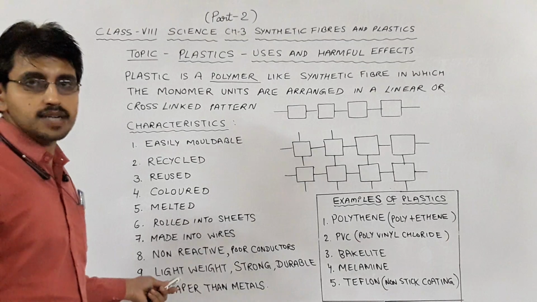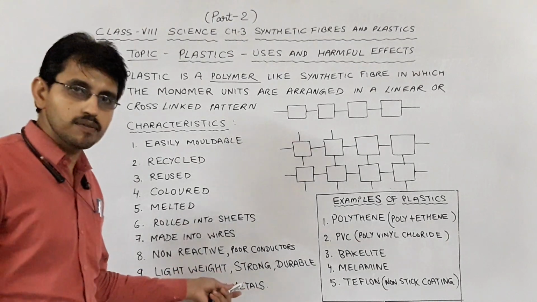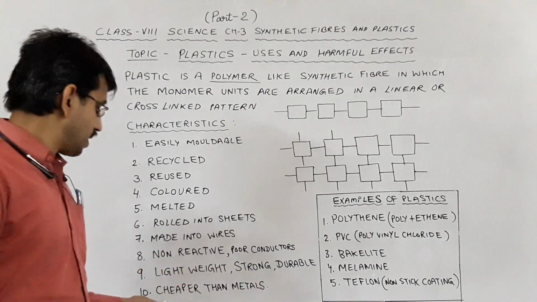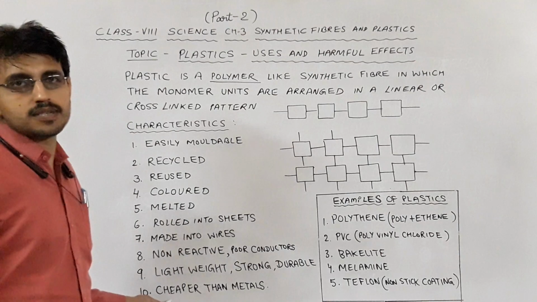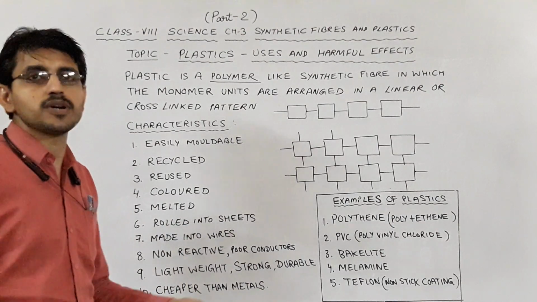Plastics are lightweight as compared to metallic utensils. Plastics are lightweight. They are strong and durable. They last longer. Plastics are cheaper than metals. That's why people can easily afford plastic items as compared to stainless steel.